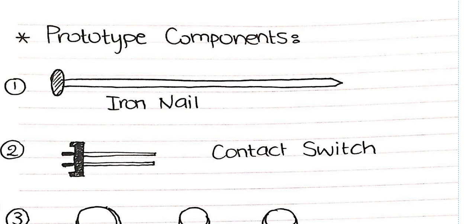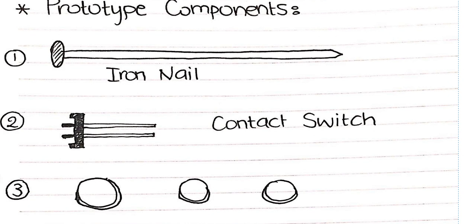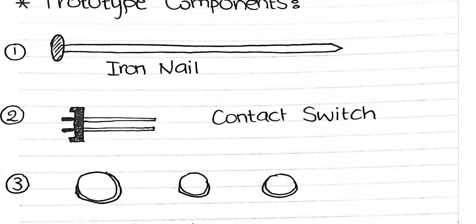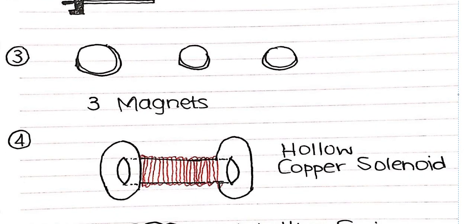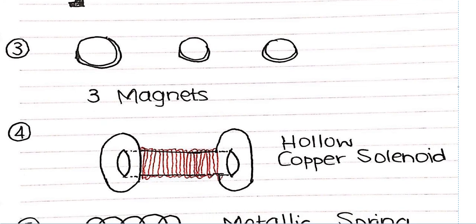My application is going to be a linear actuator or a linear engine. The components we'll need for the prototype are a long iron nail, a contact switch, three pieces of magnets, a hollow copper solenoid, a hollow copper coil, and a metallic spring.